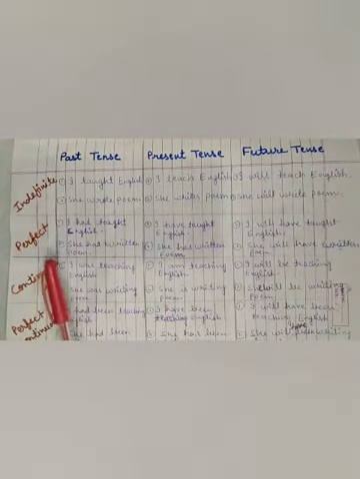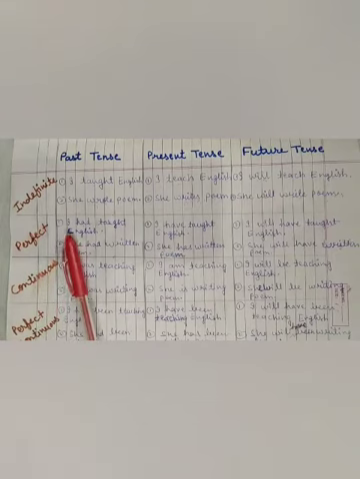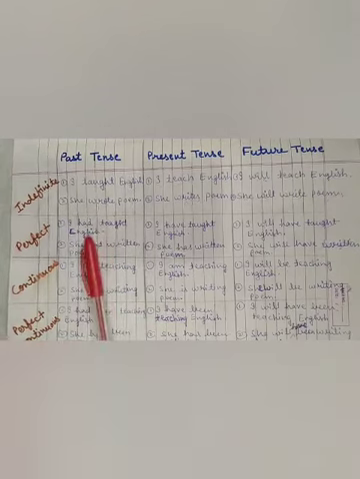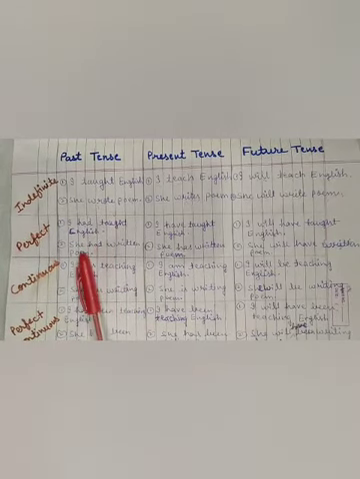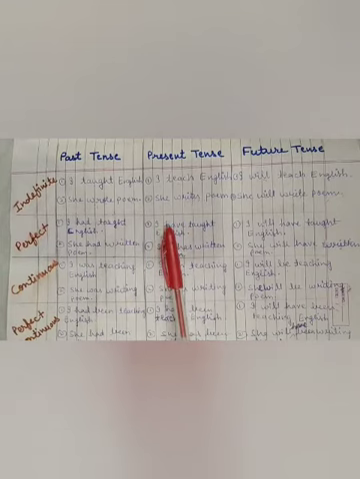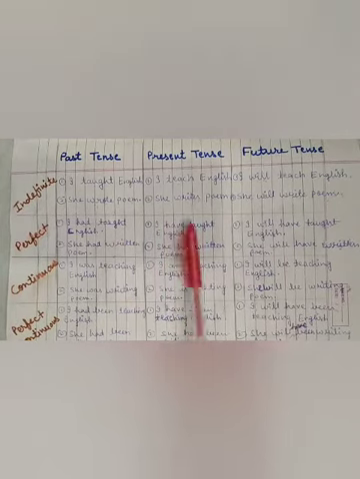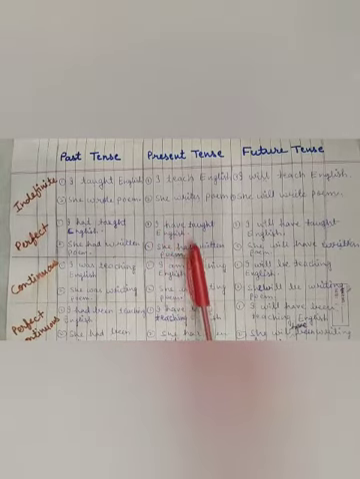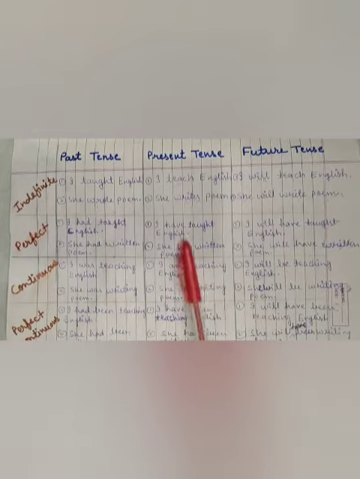Next, past perfect tense. In this, I use had and third form of the verb. I had taught English. She had written poem. Next, present perfect tense. I use here has, have and third form of the verb. As I have taught English, she has written poem. I use here third form of the verb and has, have.